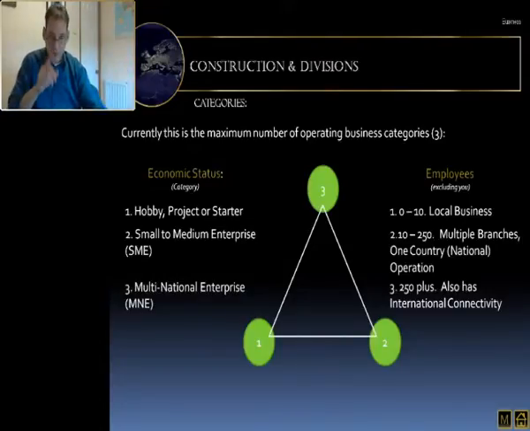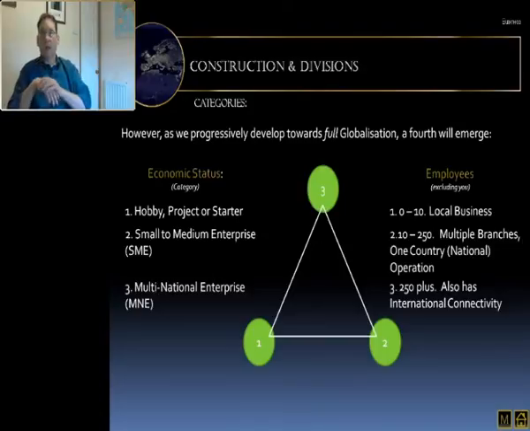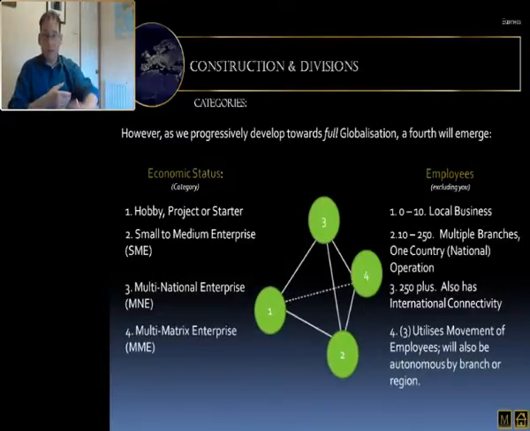Now, there's one last one. As we progressively develop towards full globalisation, a fourth will emerge. Whilst a fourth will emerge, it is emerging. And that, change the design slightly, is becoming known as a multi-matrix enterprise, which effectively is the same as number 3, but utilises movement of employees, and will also be autonomous by branch or by region.